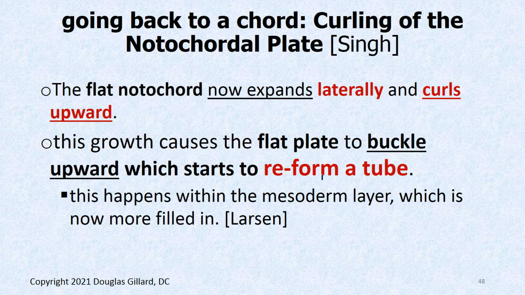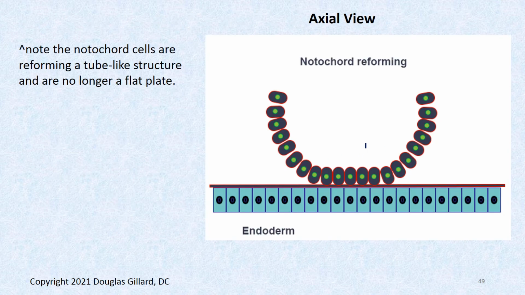So now we need to reform the notochord because we don't have a notochord. So next what happens is the flat cells start to curl upward. They expand laterally and they curl upward to reform a tube. And here's a head-on view of that happening. So the hole is plugged. We used to have the hole right here, and it's filled. And now these cells, through mitosis, are growing this way and dividing, and they're growing up and up and up.